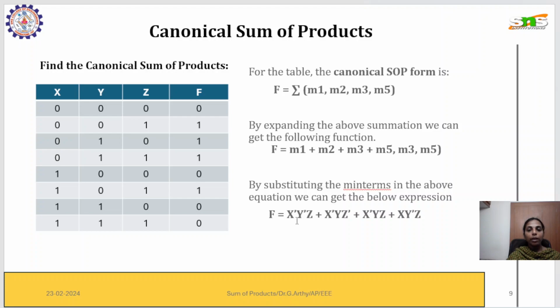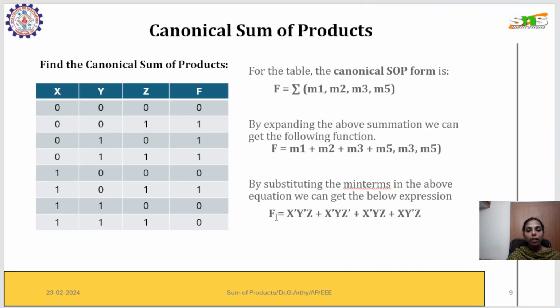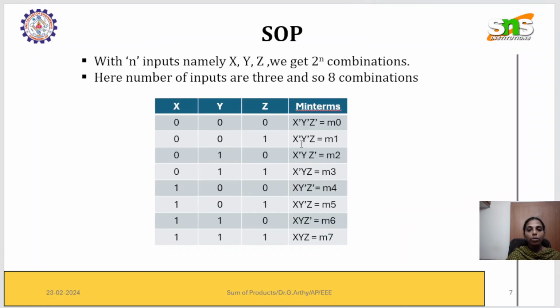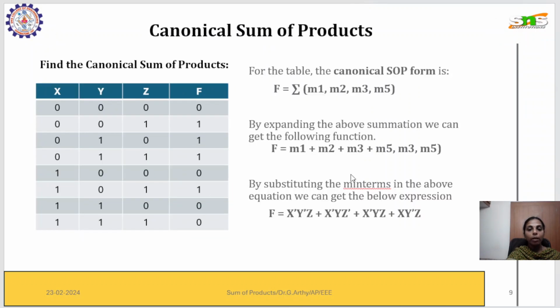So when you consider this F, related to M1, the minterm is this one, x dash y dash z. X dash is x inverted, y inverted, and z is 1 here, so z as such we have written. Similarly, M2, x, y, z dash. Similarly, M3, x dash, y, z, and M5, x, y, z. So these are the four minterms available, which are separated by sum.